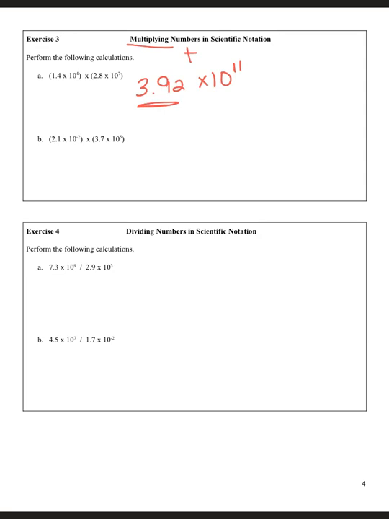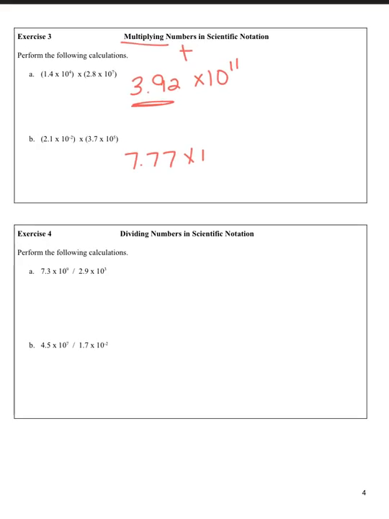All right, next one. I'm multiplying again. So again, 2.1 times 3.7 gives me 7.77. And then I've got to deal with my exponents. So times 10, and then I've got negative 2 and 5. So again, negative 2 plus 5 is 3. So this would be 7.77 times 10 to the third.